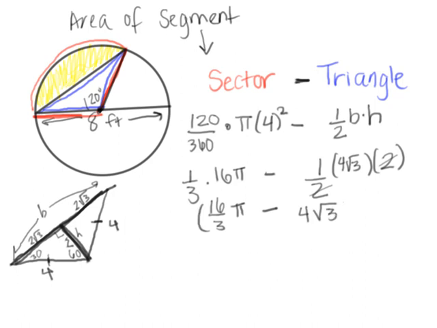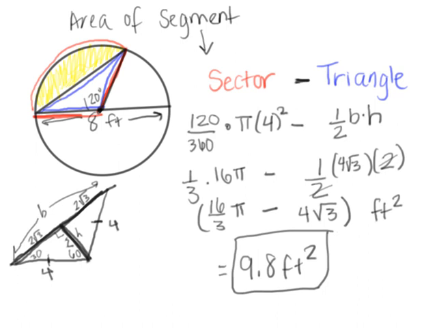So if I put parentheses around there, I could end right there. That is the area of my segment. Not so pretty, but that is the area. Let's say we wanted it to the nearest tenth. I could put this all in my calculator. I'll get 9.8 feet squared. All right, we'll get plenty of practice with this in class. I'll see you later.